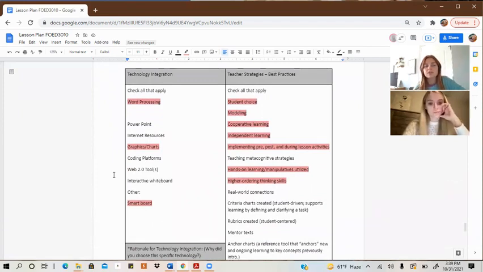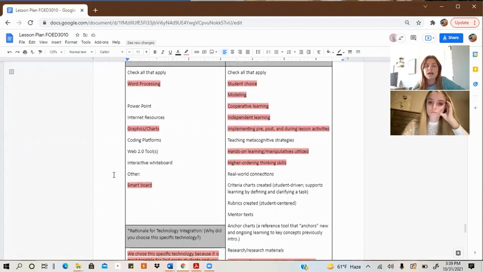We'll be using different things such as graphics, smart boards, and word processing, and we'll be using those throughout the class. Our technology is showing the video, and then we'll be working through it with them.